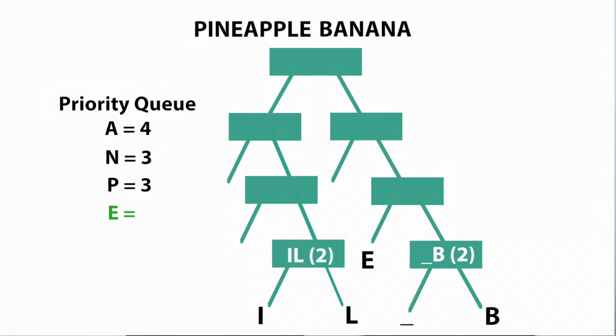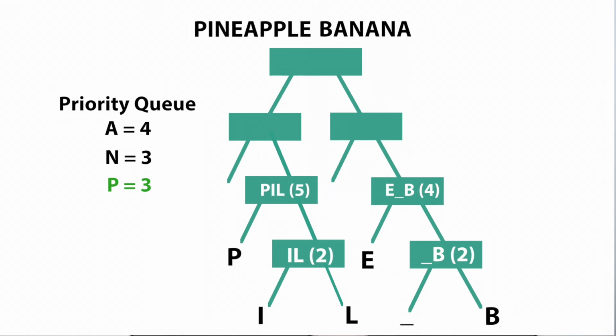E has a frequency of 2, so it can be combined with space and B. It could technically be combined with I and L as well. We then have a frequency of 4. We can then update our priority queue. Next, we're going to pop P in because that's the next least frequent single letter.